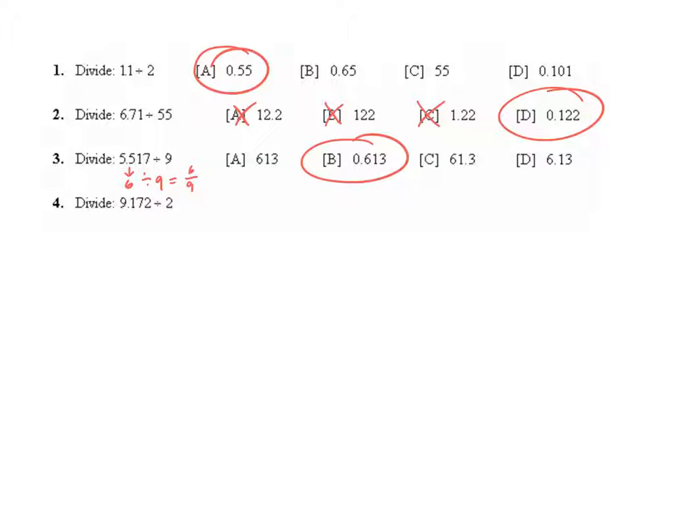And question 4, we can again estimate before we begin. We can round 9 and 172 thousandths to 9, and 9 divided by 2 is 4.5. So the answer should be close to 4.5. I'm going to go ahead and do the actual problem now. Bring the decimal point straight up and divide as if this were 9,172 divided by 2.